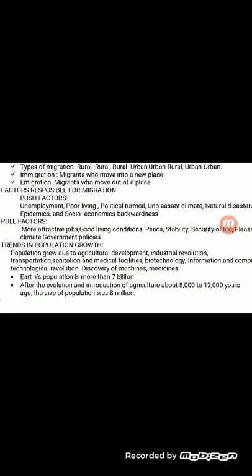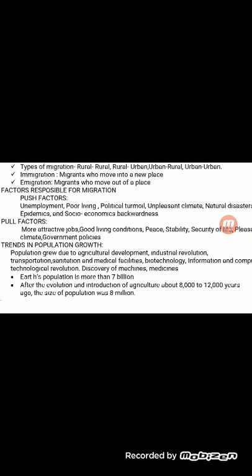Epidemics. When there is a large scale spread or breakout of disease, people tend to move out of that place. Socioeconomic backwardness. When an area suffers from no improvement in social and economic conditions, large scale emigration takes place. Well educated people and job seekers tend to move out of that place because of the backwardness of social and economic conditions.